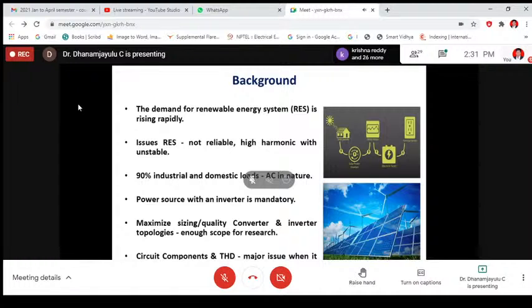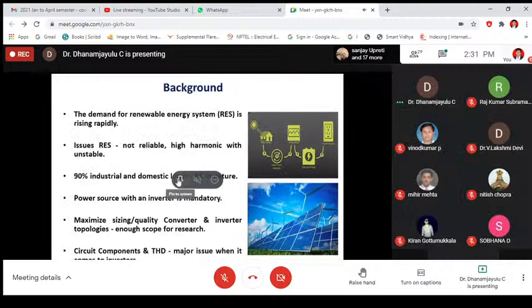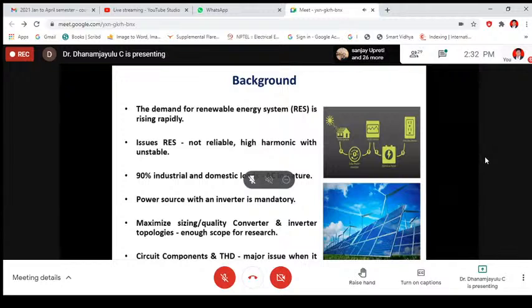Right now, the issues with the renewable energy system. But 90% of industrial and domestic loads are all AC in nature. To interface these power sources, an inverter is mandatory. But the power obtained from solar and fuel cell is a DC source, whereas wind is an AC source. The power obtained from the solar PV is not constant, and it is produced at low voltage. In order to raise it to a higher DC link voltage, a converter is mandatory.